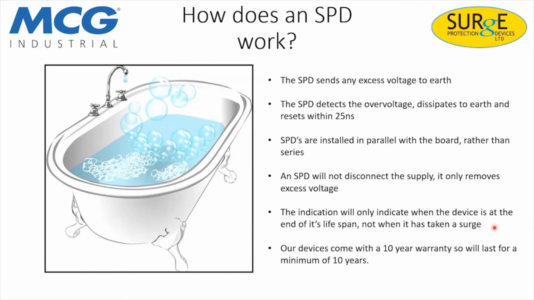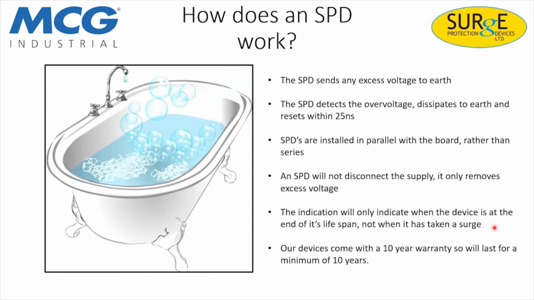It doesn't ever disconnect the supply and only removes the excess voltage. So it doesn't turn your power off like an MCB would. It just gets rid of that spike. And the indication that's on the surge protection device will only ever indicate when the device is at the end of its lifespan, not when it's taken a surge.